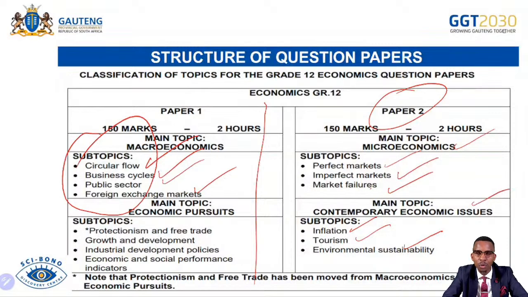And then another part will be economic pursuits in your paper 1. These topics are protectionism and free trade, economic growth and development, industrial development policies, as well as social and economic indicators. So these are the topics that will be found in your paper 1.